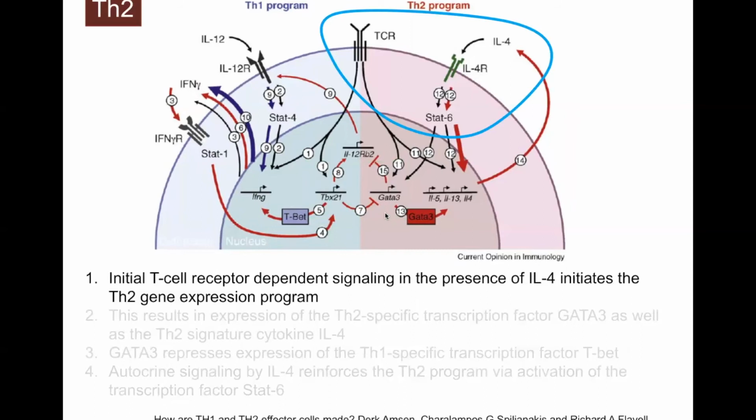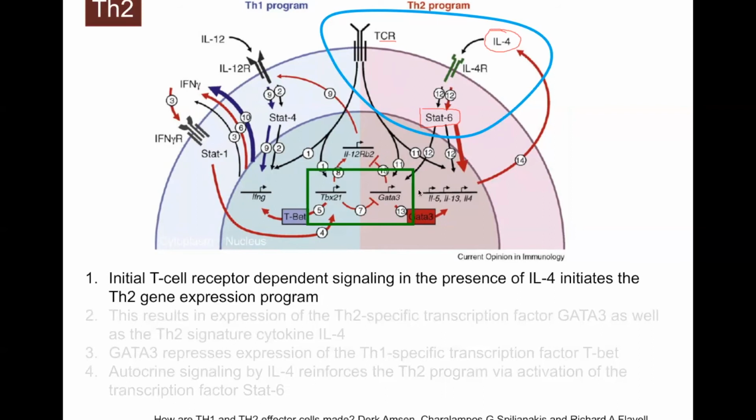Now let's look at T helper 2, and again, it's a similar pattern. So this is shown over here in blue, and as we know, the T helper 2 program begins with the cytokine interleukin 4. And again, in the presence of the activated T cell receptor. So now we're seeing T cell receptor, interleukin 4, the transcription factor STAT6, and the production of the Th2 specific transcription factor GATA3, and other T helper 2 cytokines.